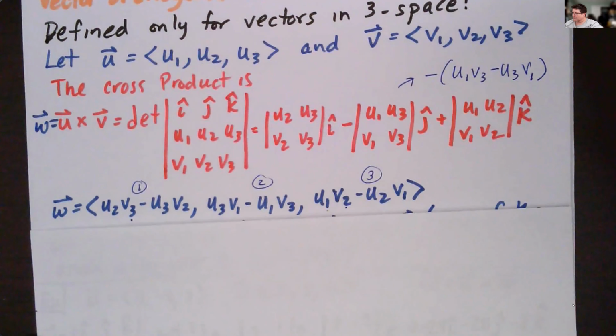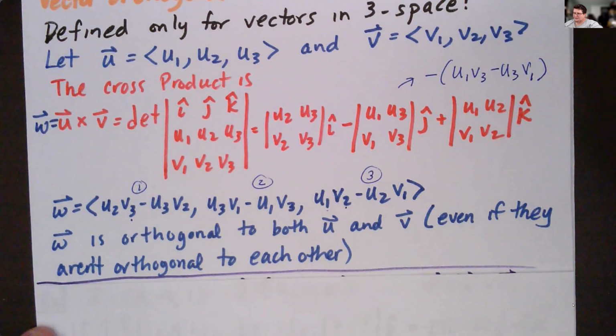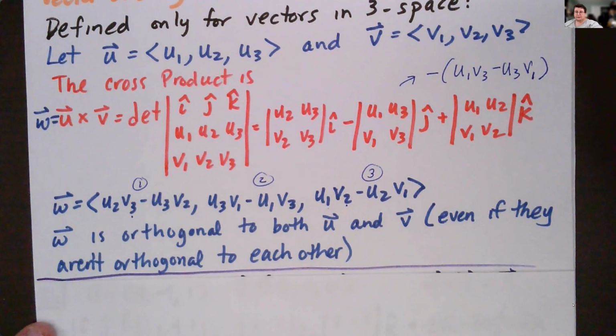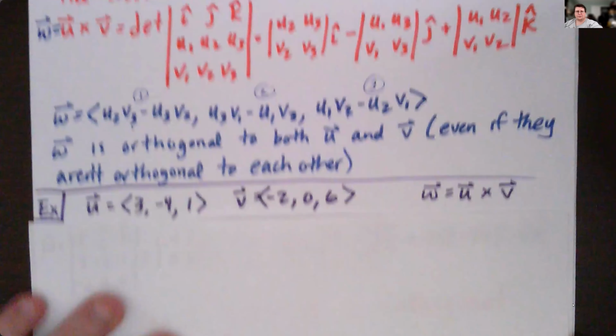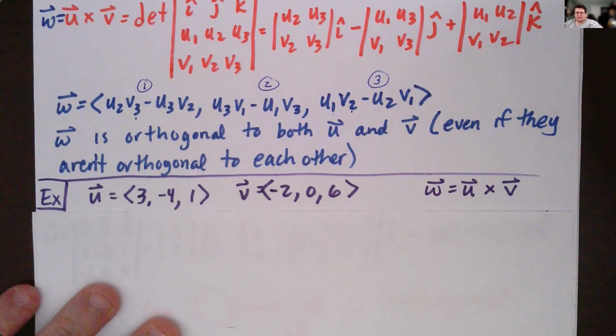W is orthogonal to both u and v, even if u and v aren't orthogonal to each other. Okay. Let's look at an example. We'll start with u equals the vector 3, negative 4, 1, and v is negative 2, 0, 6. Let's find w, the cross product u cross v.